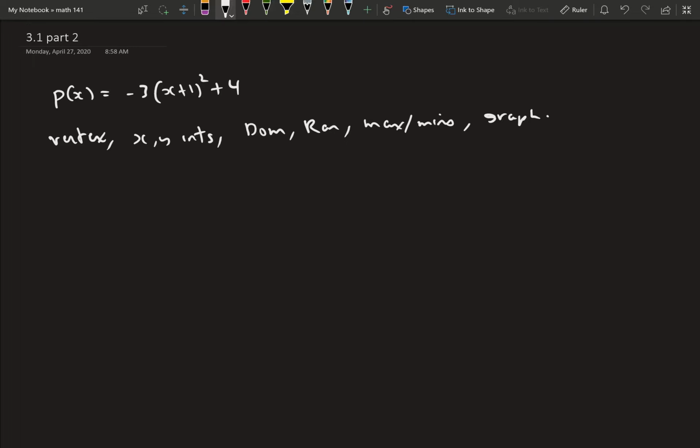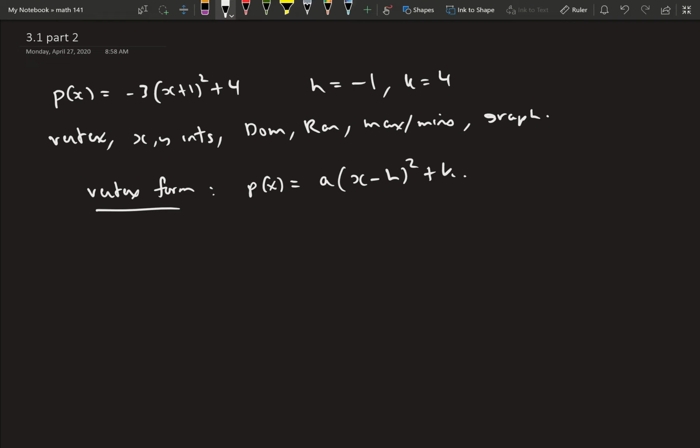So remember that our standard for our vertex form is the following. It's p of x is equal to a times (x minus h) squared plus k. So we can see here that h is actually minus 1 and k is 4, because the middle here can be written as (x minus 1) squared plus 4. So h is this guy right here, and k is this guy. So our vertex then is the point negative 1, 4.